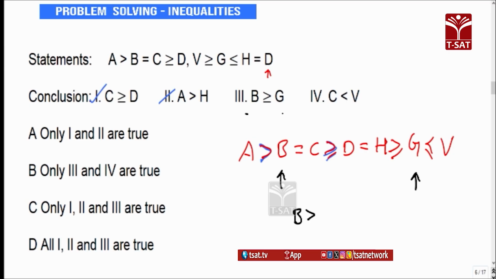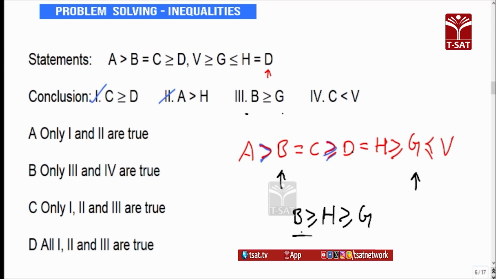So B is greater than or equal to D. In place of D I can write H. Why can I write H? Because D is equal to H. So directly I can write H here. Now I can see that after H it is greater than or equal to G. So even if the equal is there, you just ignore it, it doesn't matter.